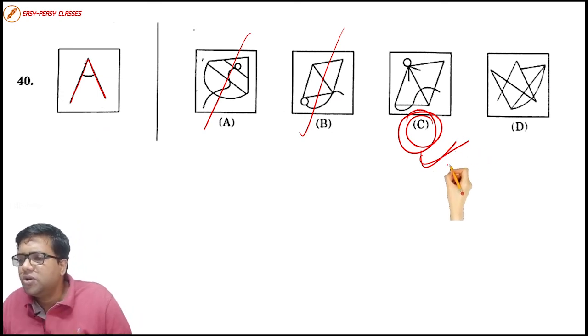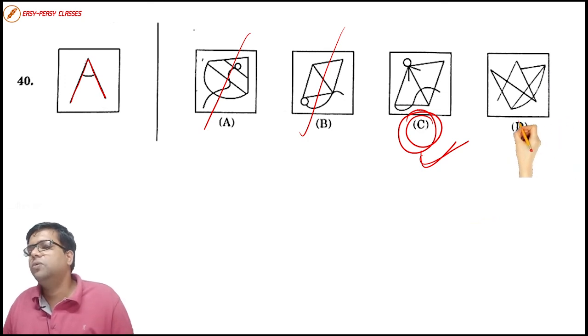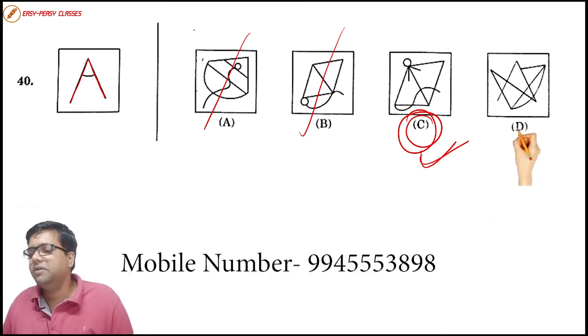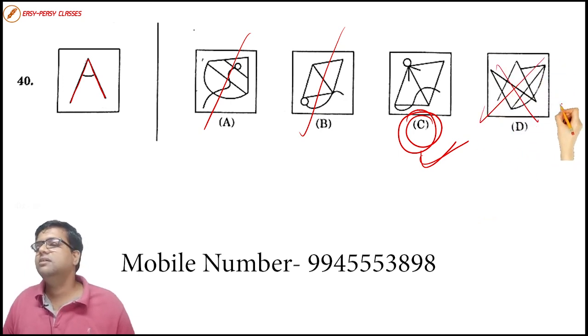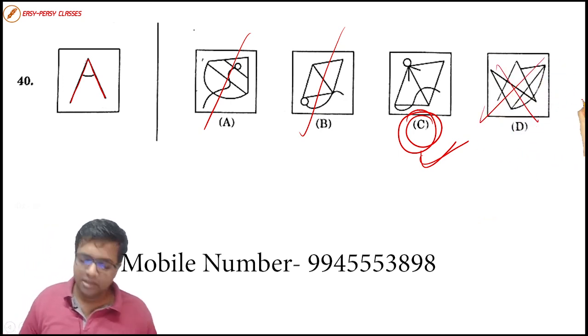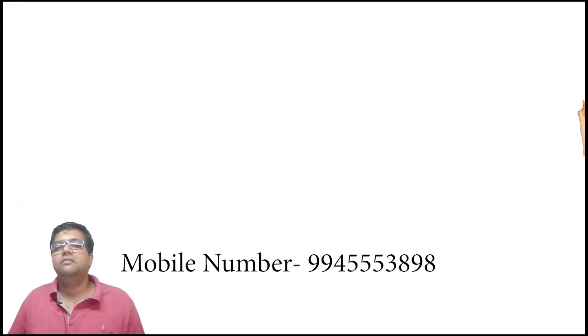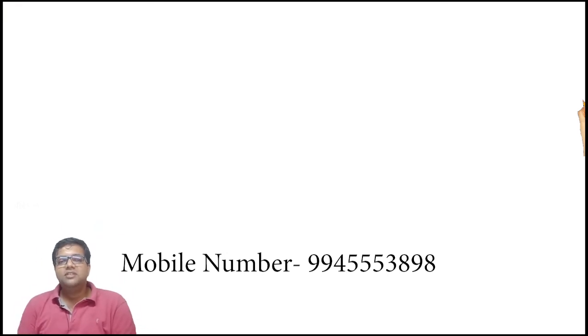And since you have found out the answer, you need not go for option number D. Even in case you want to verify it further, no such pattern exists here, so you can easily eliminate it. So next question. Oh, we are done with the mental ability section in this video.